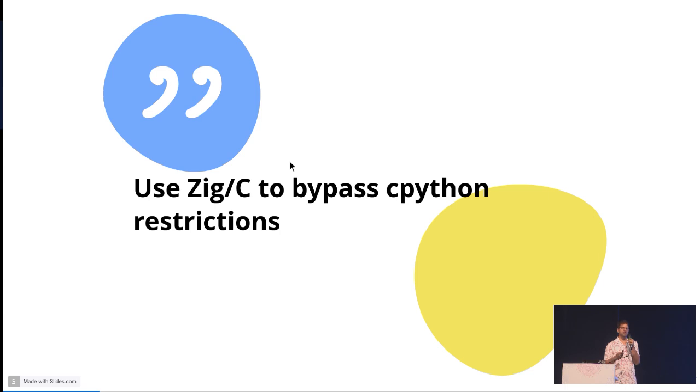So how can you actually solve it? One way is to bypass the whole VM, by interfacing your applications with other languages which don't have these overheads. There are languages like C, C++, Rust, and Zig, which will help you bypass the VM restrictions and make your applications faster.